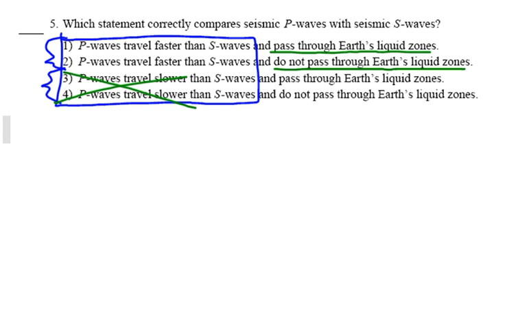I know that's true. And either they pass through the Earth's liquid zones or they do not pass through the Earth's liquid zones. And we mentioned in the previous video that P waves can travel through all states of matter. It's the S waves that can't travel through any liquid. So the correct answer here is number 1. All right, they can travel through all the different zones.